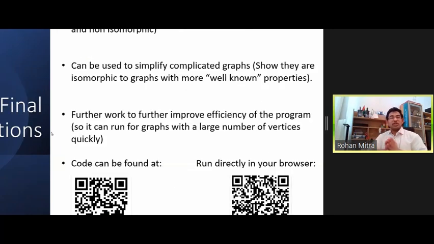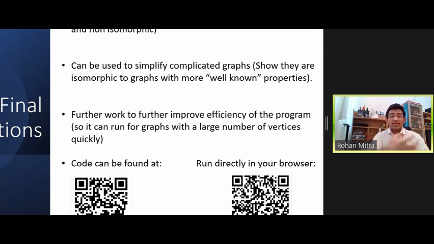Some final observations are that I've tested this program on multiple graphs, isomorphic and non-isomorphic. I found many values of P. Some graphs only have one value of P. That's one of my observations. Some have obviously 0. Now it can be used to simplify complicated graphs, right? So usually isomorphism is strongly used, and I learned this from my abstract algebra course, when you have something that is very complicated and not well known.